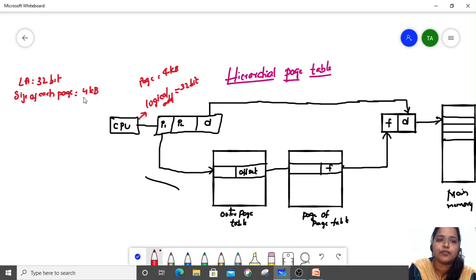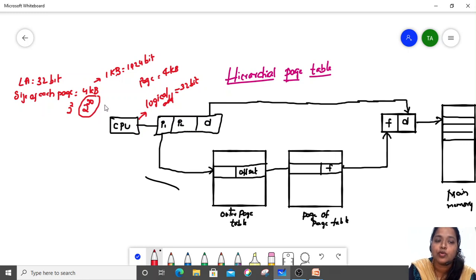How can we write this 4 KB? This 4 can be written as 2 power 2, and we also know that 1 KB is equal to 1024 bits. So 4 KB means 2 power 20. So 4 KB can be written as 2 power 20.